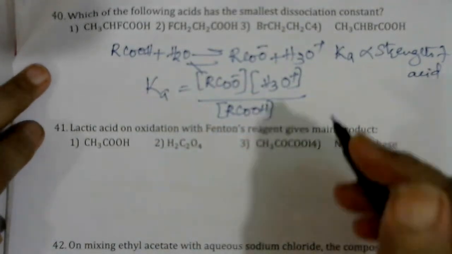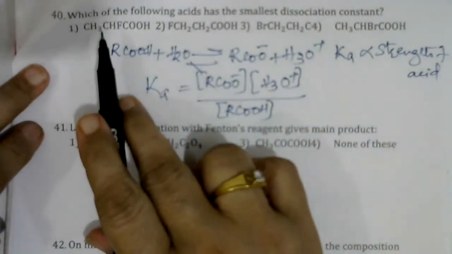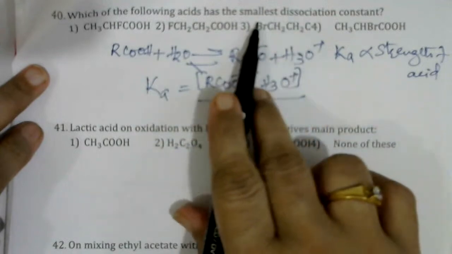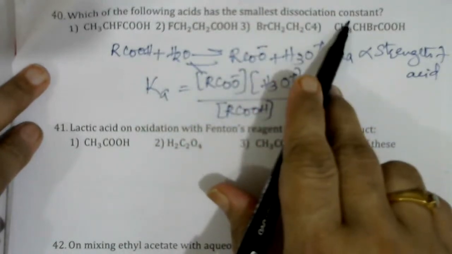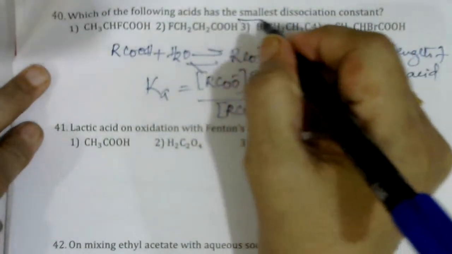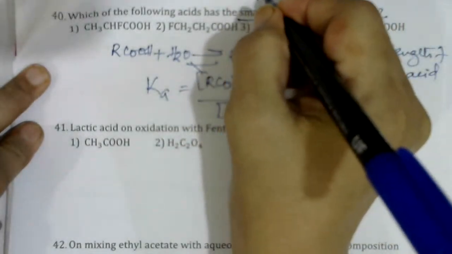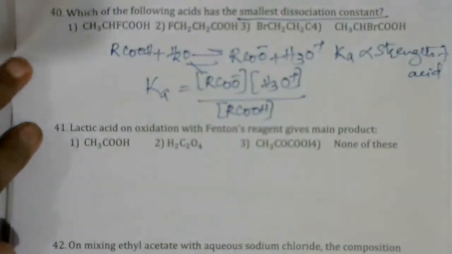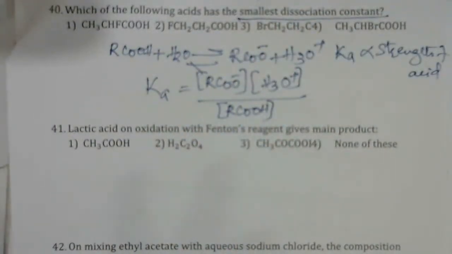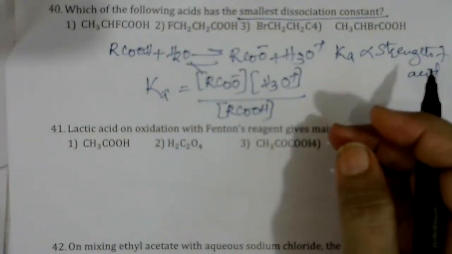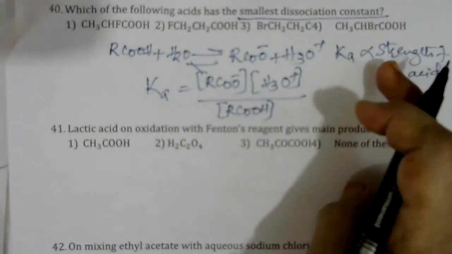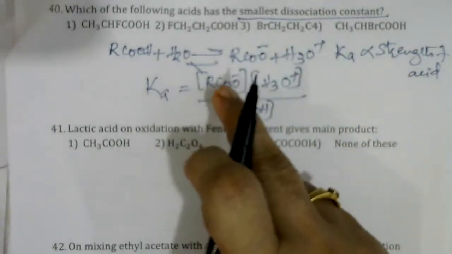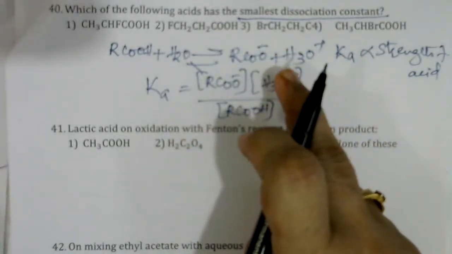That's why, they are asking which of the following acids has the smallest dissociation constant. The question is related with the weakest acid. Always remember that the higher the value of Ka, the stronger the acid. The smaller the value of Ka, the weaker the acid.